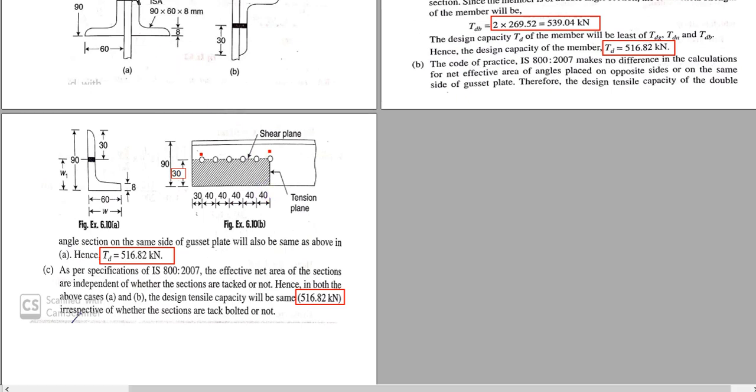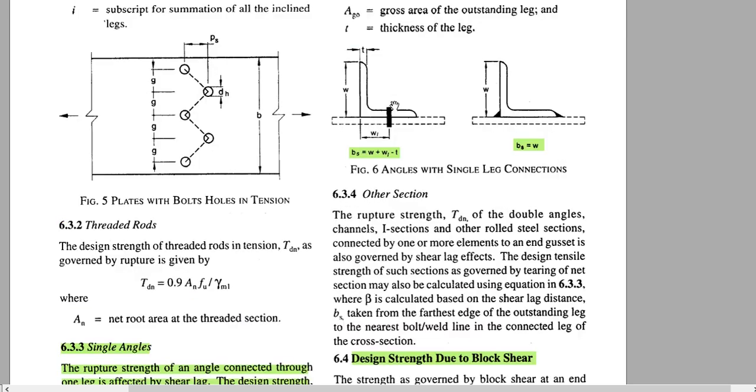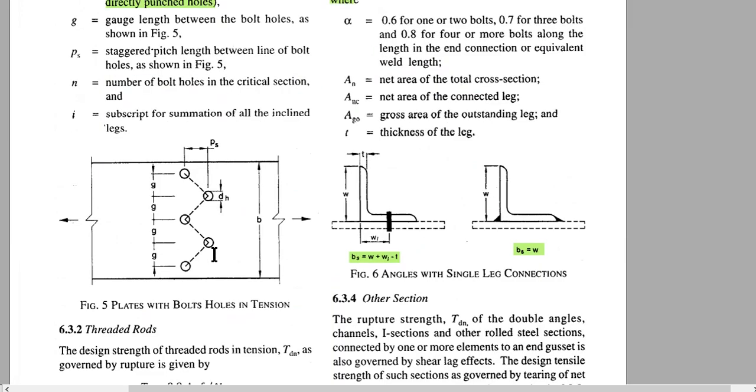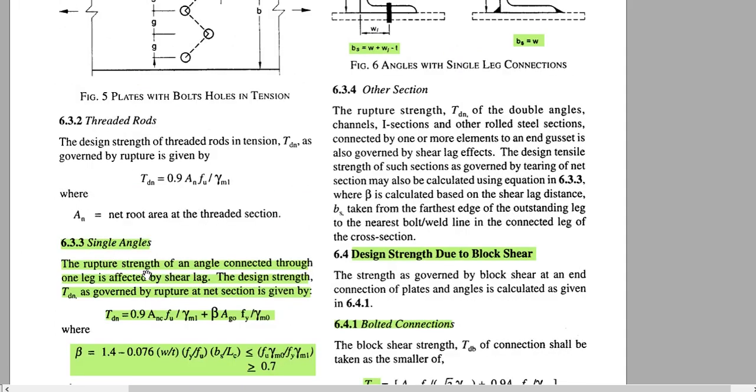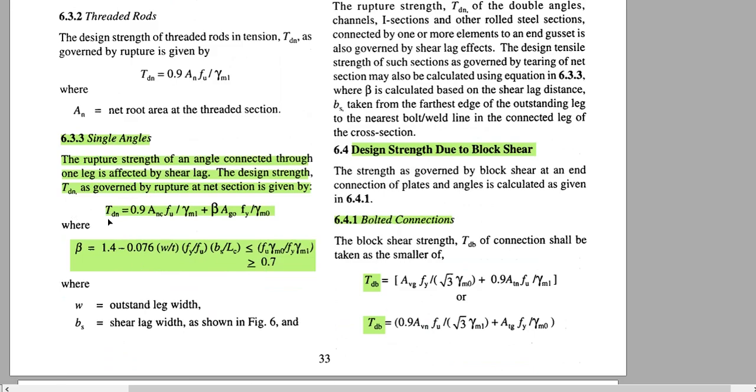Now let us go back to the IS code. Then for the other section, that means net critical section, design strength due to rupture of critical section. So we need only the angle section for this question. We have explained this. We know how to find out this TDN. Now design strength due to block shear. So you have to find this also for this angle section.